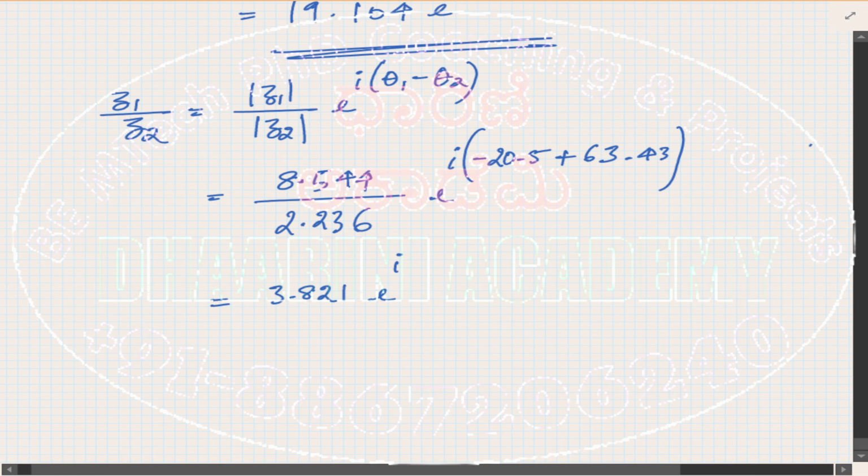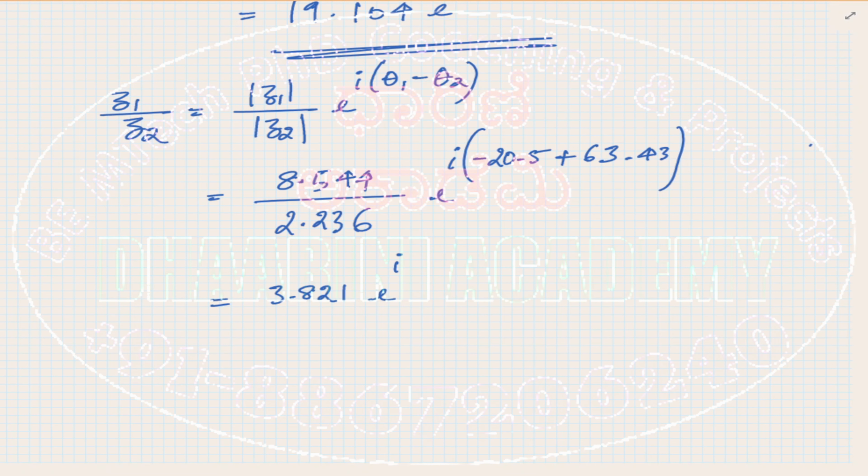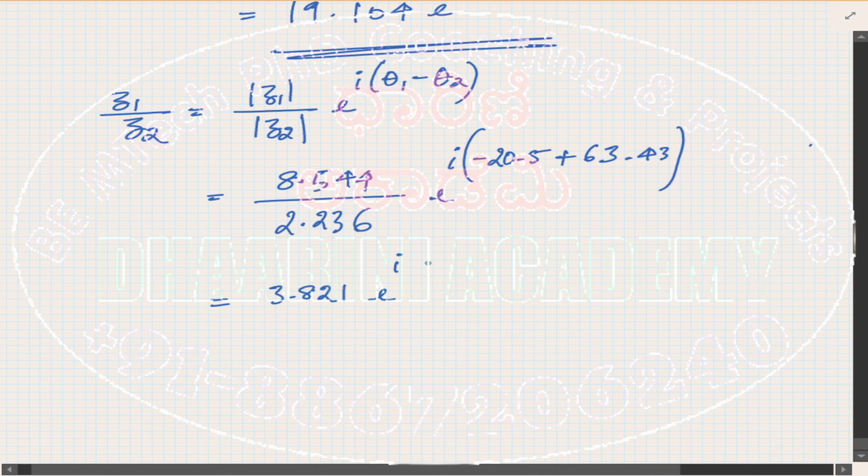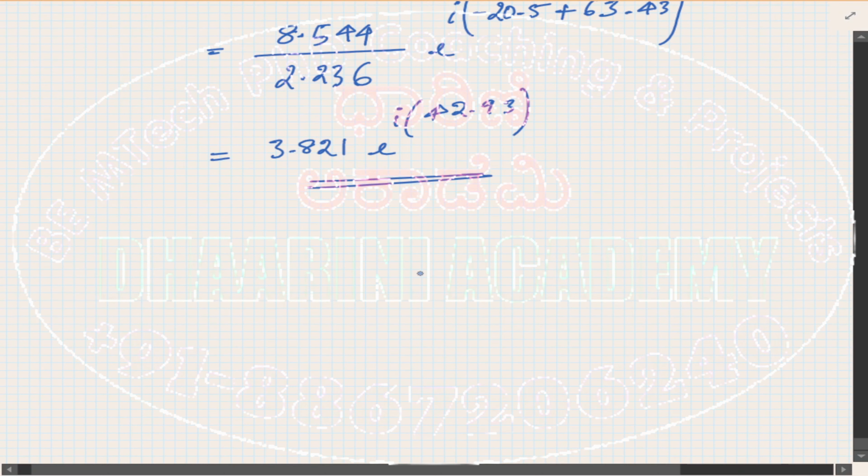Now the calculation is e to the power i into (minus 20.5 plus 63.43), so that is i into 42.93. Okay, this is how you calculate Z1 by Z2.